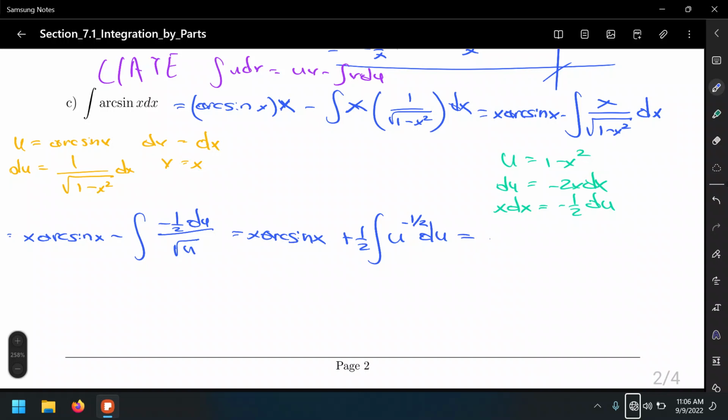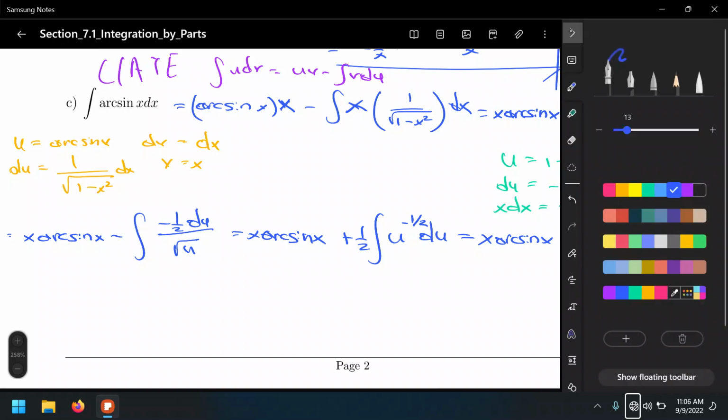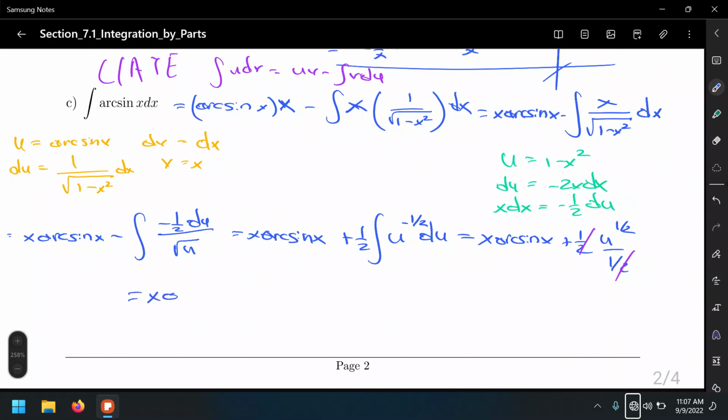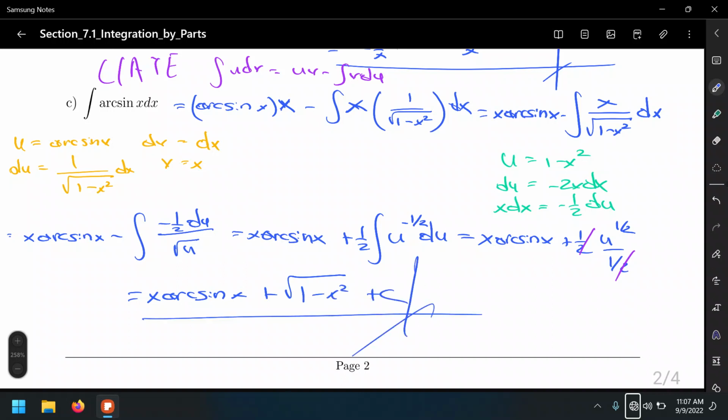So that's x arcsine x plus 1/2. What is negative 1/2 plus 1? 1/2 divided by 1/2. And check this out. Check how these two halves go away. And in the end, that u to the 1/2 becomes a radical again. So x arcsine x plus the square root, and in this case at the same time we may go about the back substitution, and that's our final answer.